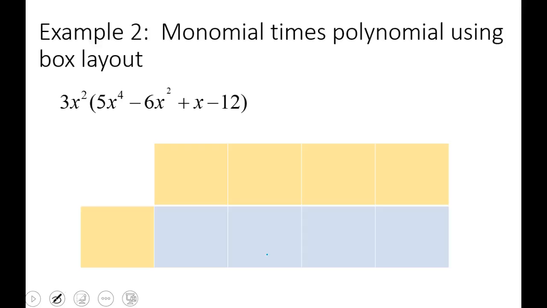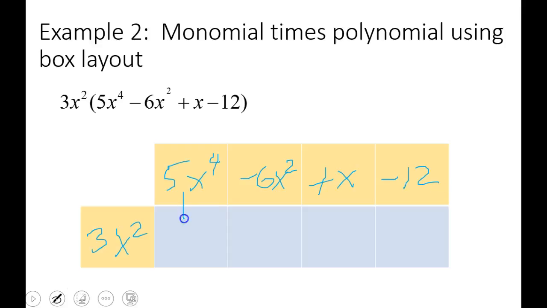This isn't much more complicated, but now we have a 3x squared out in front. So I am going to write my 3x squared here, and that's my row. So I have one row times 4 columns again. 5x to the 4th minus 6x squared plus x minus 12. So in this box here, I'm going to distribute the 3x squared times 5x to the 4th. It goes here, 3x squared times 5x to the 4th. The row and the column intersect, that's what I multiply.